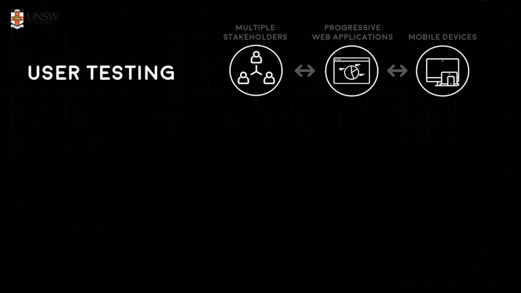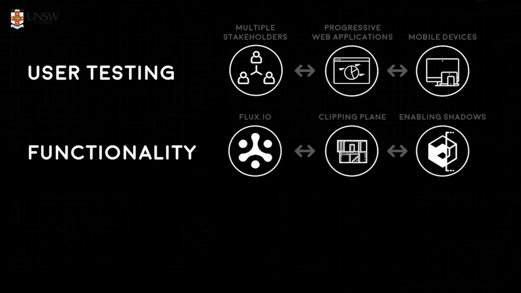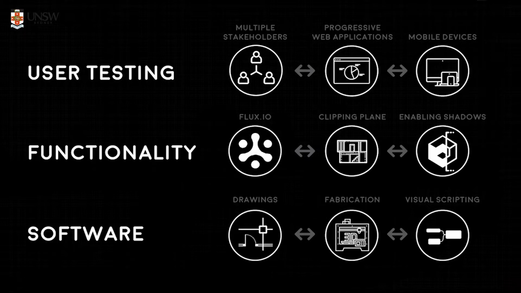Future work. Obviously, there is a lot of work, and I do hope to be a part of it. It could be research into user testing, definitely applications in practice, testing it on a number of devices and projects, functionality, adding more functions. Flux has a viewport documentation that allows you to put in functionalities like clipping planes and enabling shadows. And in terms of software, maybe make it even more relative to how architects use programs for creating drawings, downloading files ready for 3D printing, even generating visual scripting tools. That could be a potential step in the process.